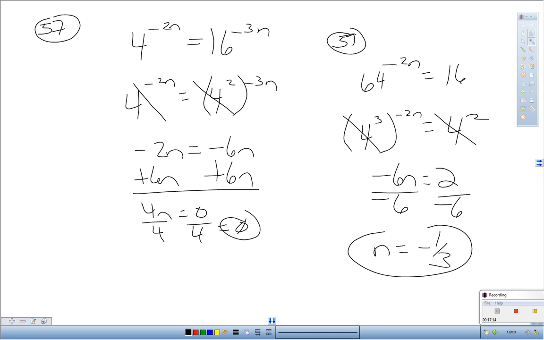All right, moving on to the next problem. The next problem is going to be number 60.